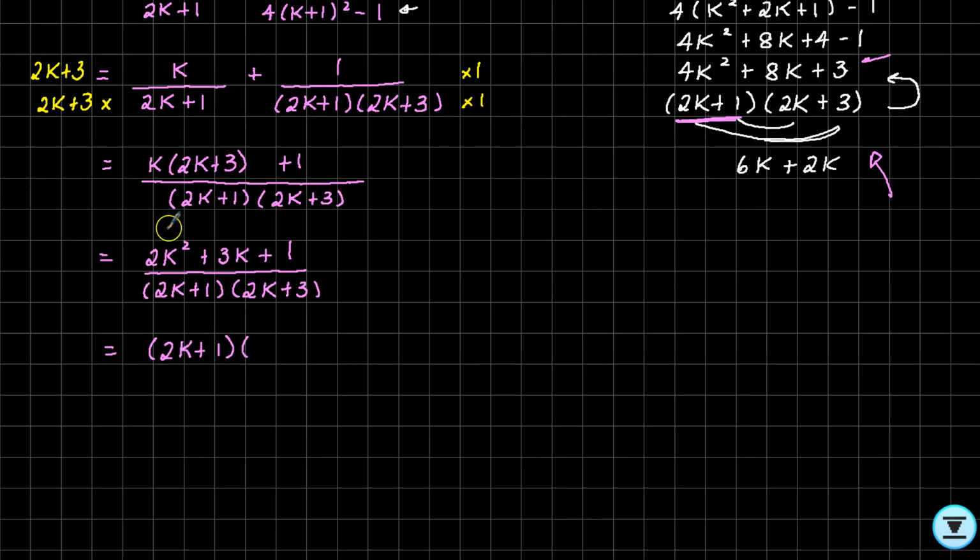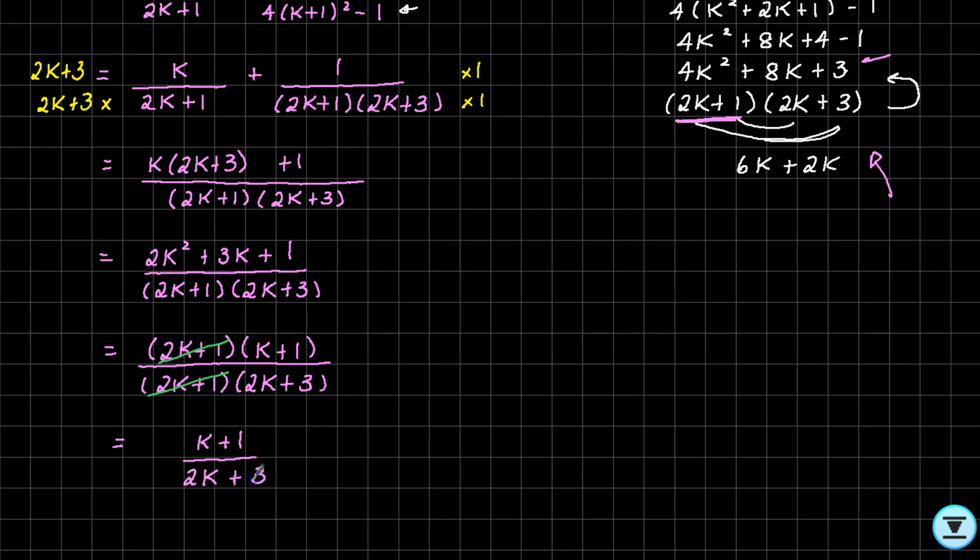2k times what gives me 2k squared? Well, it has to be k. And of course, 1. Double check, expand that. Do you get the top? And lo and behold, you do. So denominator 2k plus 3. And yeah, we can cancel. And that leaves me with k plus 1 over 2k plus 3.